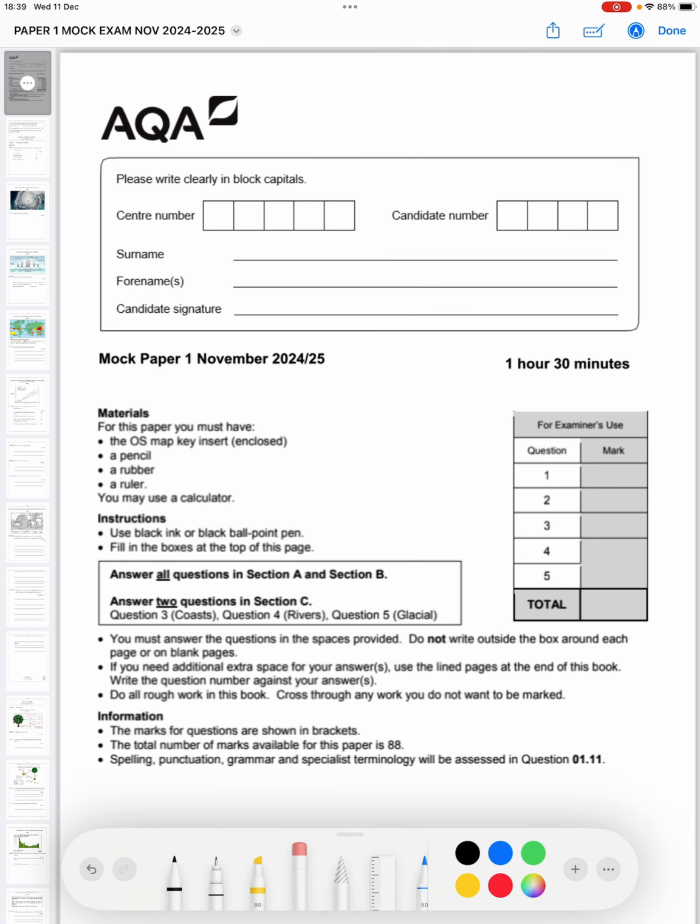So I'm going to have a go at doing a walkthrough video here of my school's own mock paper. Some of these questions are not official AQA questions, but they are styled like that. And what I'm going to do, just to keep the videos a bit shorter, is just cover sections individually rather than the whole paper.